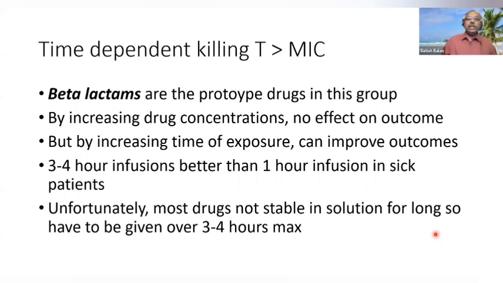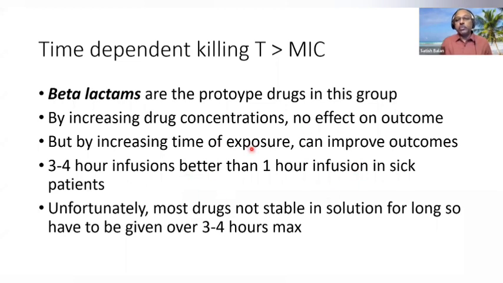So what do we mean by time-dependent killing, or T above MIC? The prototype antibiotics are the beta-lactams. By increasing the drug concentrations, there is no effect on outcome. But if you increase the time of exposure, you can improve outcomes. So just because you give meropenem 1 gram in one shot as a bolus, that will not help you achieve good antibiotic killing. But if you give the same 1 gram dose over a period of time, that is a prolonged infusion of 3 to 4 hours, then you can improve the outcome, because all this time you can keep the antibiotic level above the MIC.